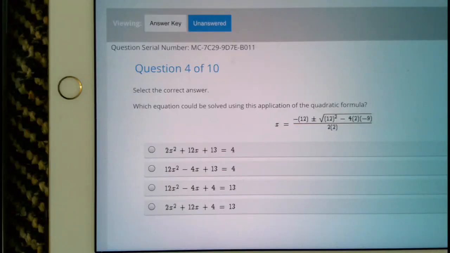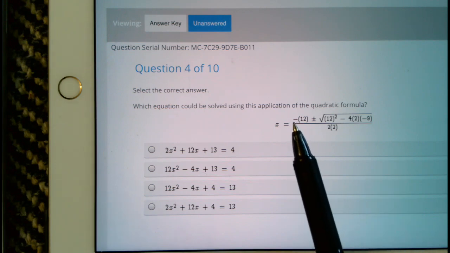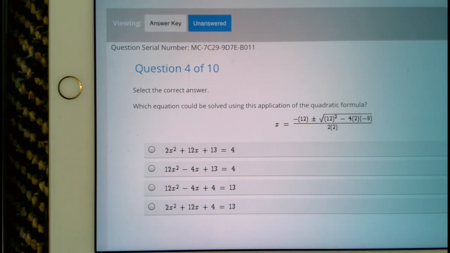Which equation could be solved using the application of the quadratic formula? Well, as we take a look at this one, I'm going to apply the same techniques that I used from video 3, if you watched that. And the first thing to look at in the formula is that it's negative b.